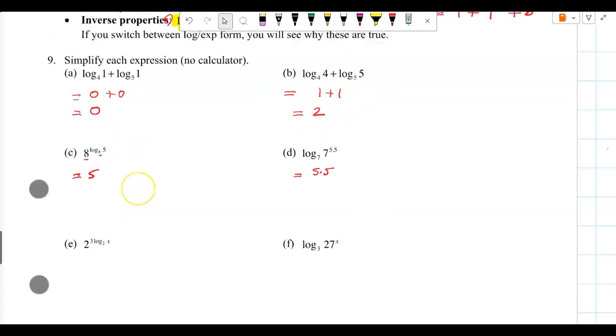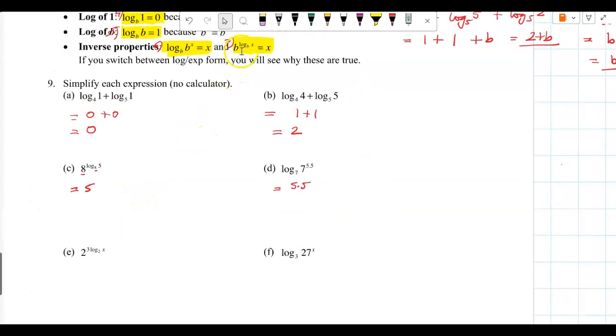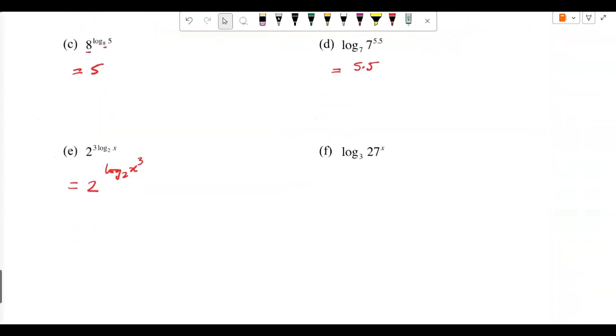Next, the bases are the same again. But there should not be any number in front of log. The leading coefficient should not be there. So you have to get rid of this 3. How can you get rid of this 3? You can bring that on top as the power. Now you have this base and this base the same. So the answer will be what? X cube, because it's the power of x cube.